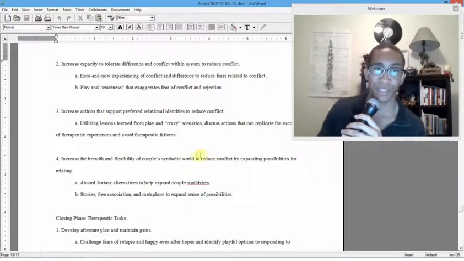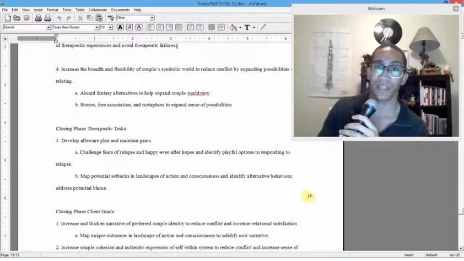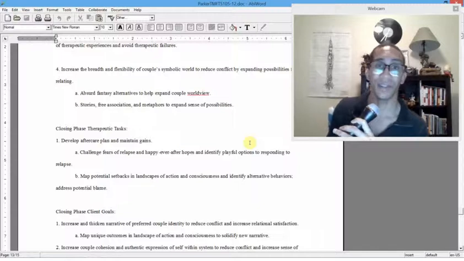Stories for association and metaphors to expand the sense of possibilities. That's strictly what Whitaker does. He's an artist at that, and everybody knows that. But I think that's something a therapist can do too, by telling stories using their symbol systems, about different ways that they could do things.